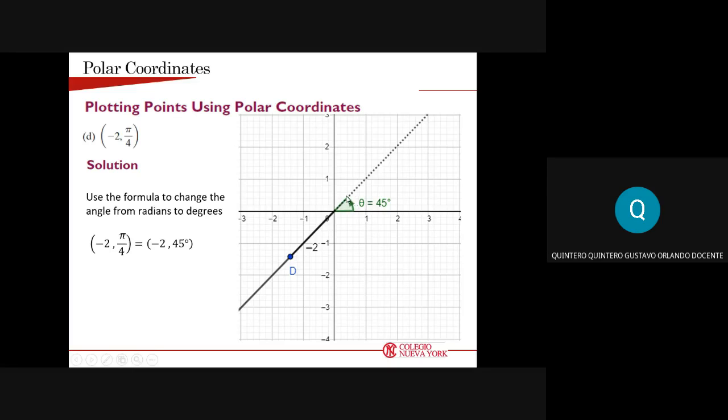Remember, 45 degrees would make it so that this will be the direction, the little dotted line, but we are doing negative 2, so we measure it backwards. Right here would be the point D, with a measurement of negative 2. This would be the point now, negative 2, 45. That's it, guys. That is how you plot points in the plane using these coordinates as well.